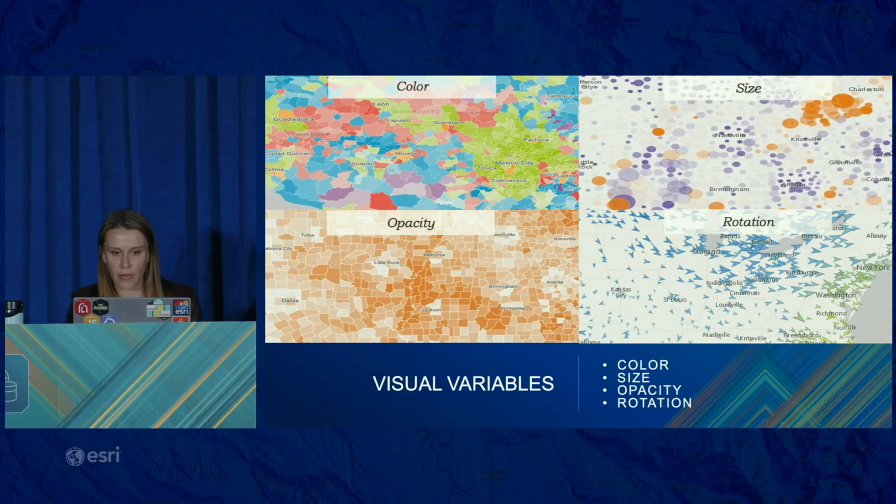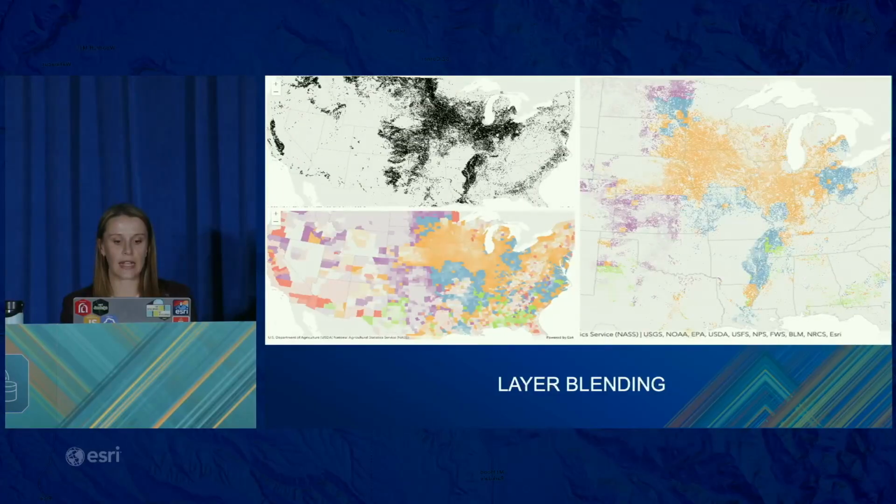All right, and the next thing is layer blending. This allows you to combine layers to create a seemingly new layer, or the appearance of a new layer. The results are Photoshop-like effects on real maps.